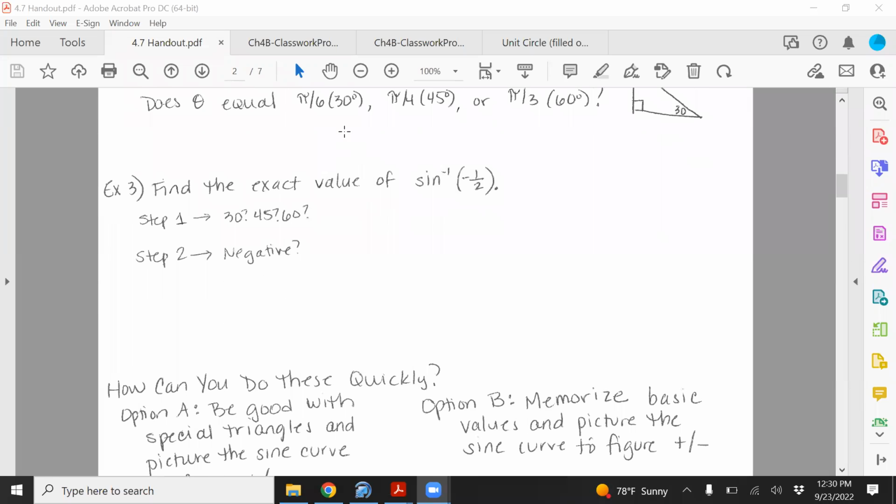Let's try another one. Okay, so you want the y coordinate on the unit circle.